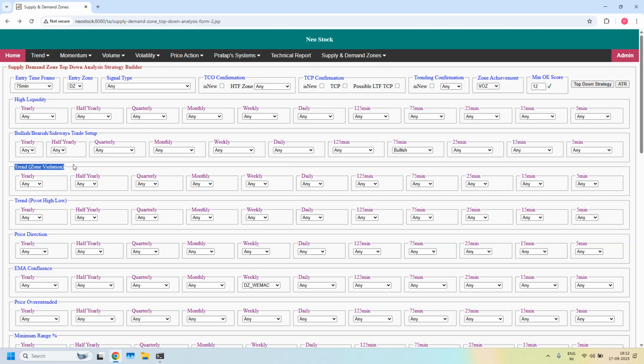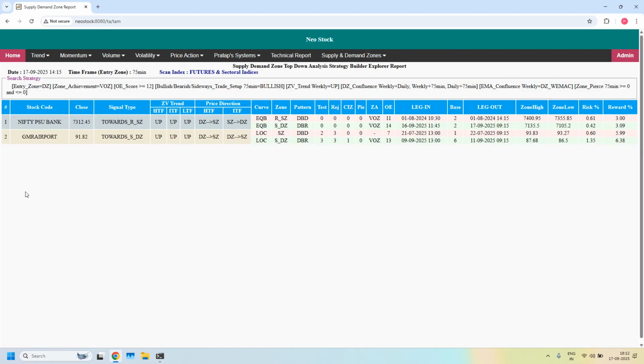At the same time, trend on the weekly should not be sideways. It should be uptrend because it is a bullish trade setup. So all the 2 stocks having uptrend are filtered. So these 2 75 minutes demand zones have a higher probability of success, provided lesson 20 checklist items are satisfied. Otherwise, higher chances of zone violation.